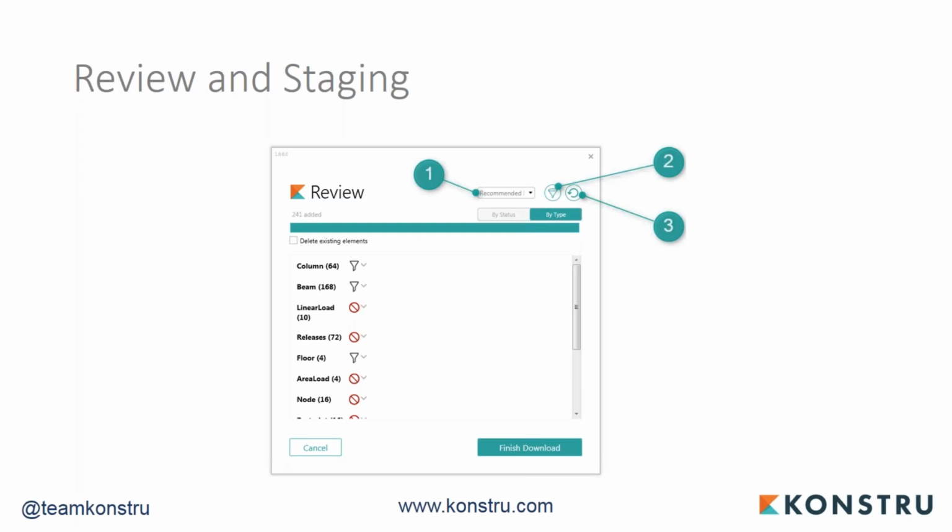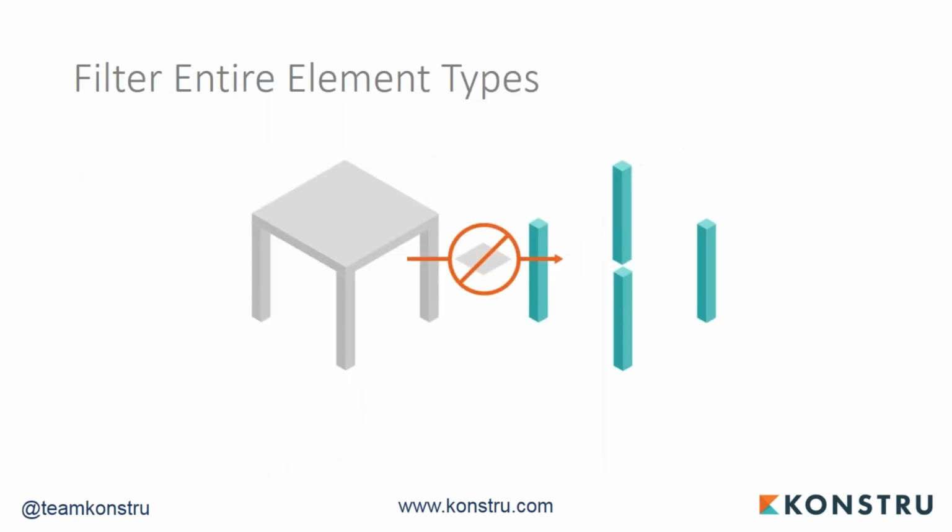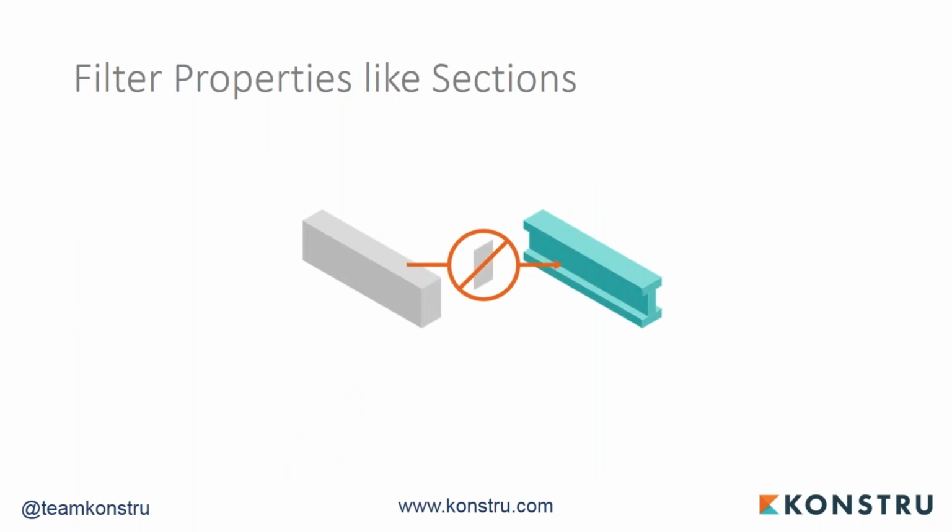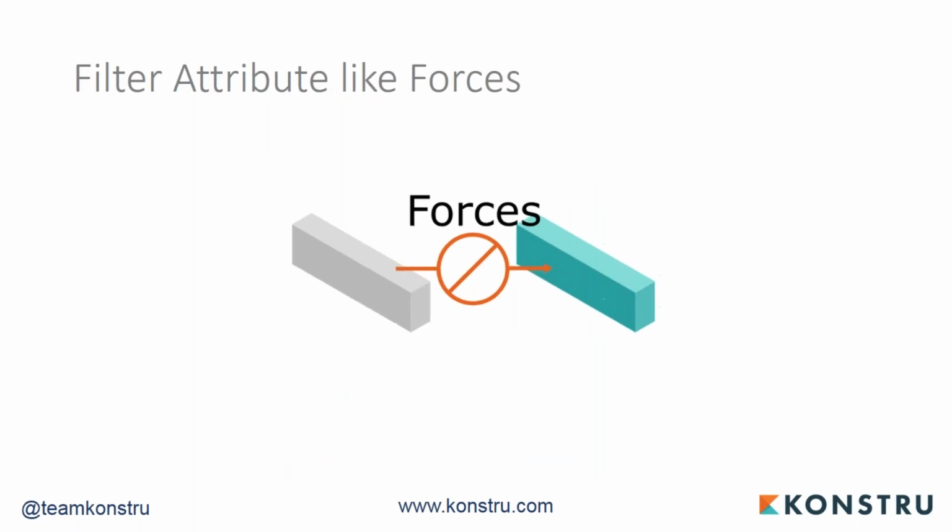Let's say I want to filter out columns because I don't want to have them in my model, then I can do it in this dialog. You will learn this today. This means you can filter entire element types. You can filter properties like sections, so you can update a beam by geometry, but ignore the section, for example. Or you can even filter attributes, also what we're going to see today, like you don't want to update forces of an element, so you can actually just filter it out.